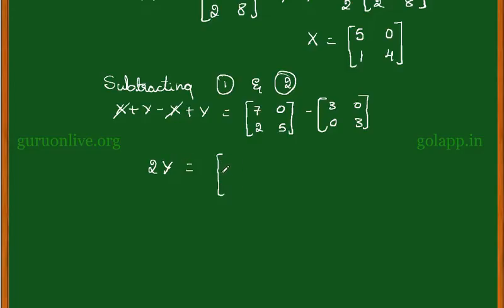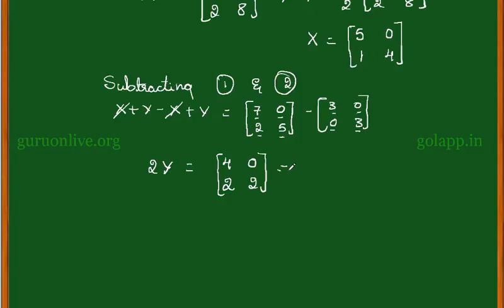I can subtract the RHS since both are 2 cross 2 matrices, so I can subtract the corresponding elements. The first element is 7 and the corresponding element is 3. 7 minus 3 gives you 4, and the next element is 0, the corresponding element is 0, 0 minus 0 is 0 again, and the next element is 2 and the corresponding element is 0, so 2 minus 0 gives you 2. The last element is 5 and the corresponding element is 3, so I get 5 minus 3 as 2.